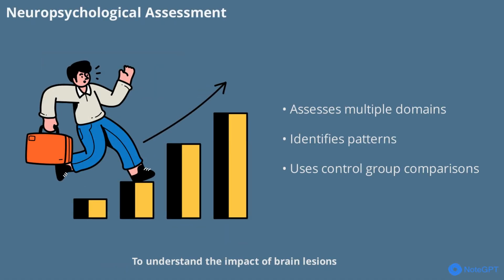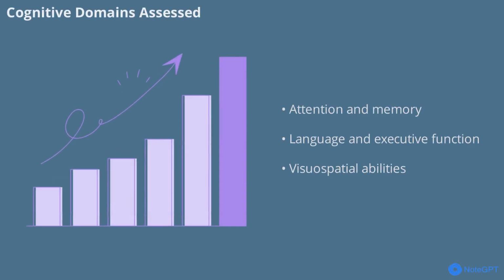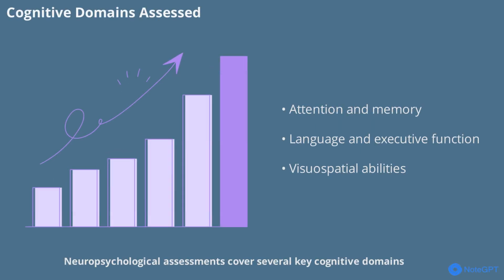To understand the impact of brain lesions, clinicians use neuropsychological test batteries. These batteries assess a range of cognitive domains, including attention, memory, language, executive function, and visuospatial abilities. By evaluating multiple areas, clinicians can identify patterns of strengths and weaknesses, which helps in diagnosis and treatment planning. Comparing patient performance to matched control groups is essential, as pre-injury baselines are rarely available. Neuropsychological assessments cover several key cognitive domains.